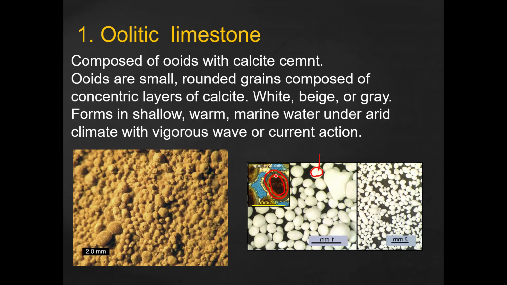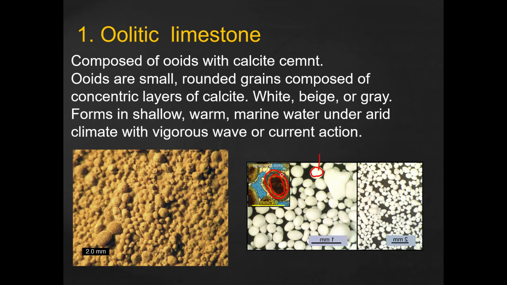The reason is that they always form in very shallow marine water, in a relatively arid climate, and you have to have vigorous wave currents. As the wave is moving back and forth, if you had original little grains in the sea, the calcium carbonate, because it's arid, becomes supersaturated, so it starts precipitating on that original grain. And so that's why it becomes completely concentric.